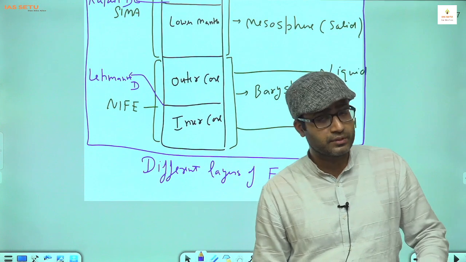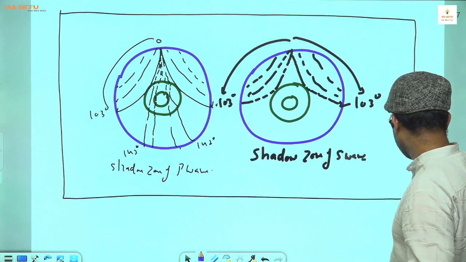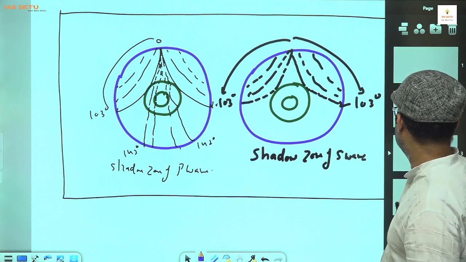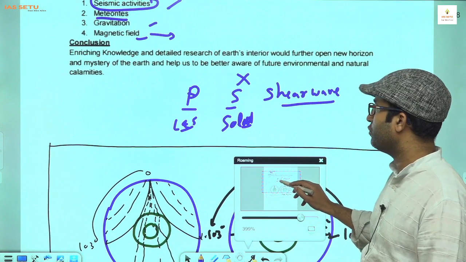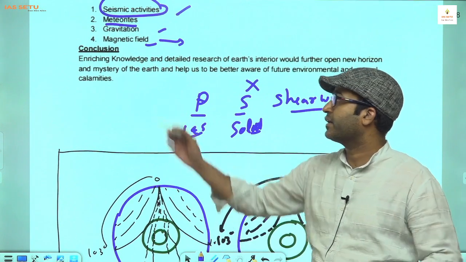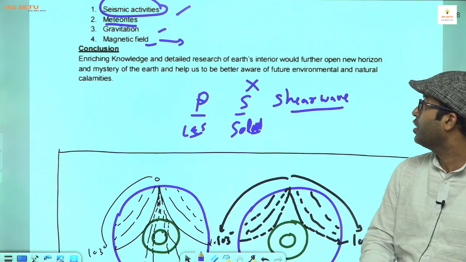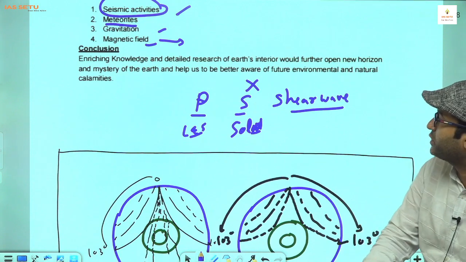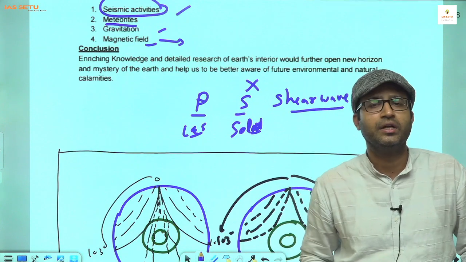करके देखना आप, test series में you can try this. तो presentation plays a very important role. Okay. Now next, after that, you can write a conclusion of 1 or 2 sentences like here, enriching knowledge and detailed research of Earth interior would further open new horizon and mystery of the earth and help us to be better aware of future environmental and natural calamities. थोड़ा सा कुछ भी एक statement.